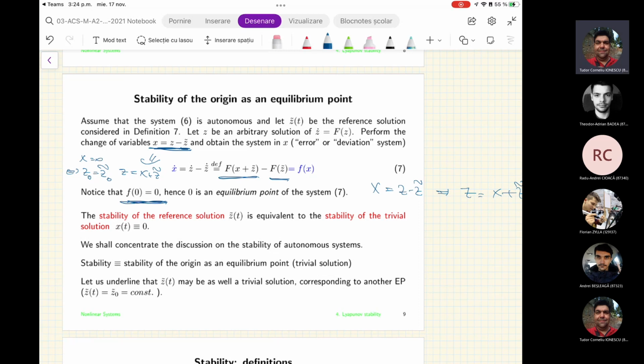Well, so the stability of the reference solution z tilde in this case is equivalent to the stability of the trivial solution x equal to 0. Okay, so now it's very good to understand what we discussed. I told you earlier we are going to use the equilibrium point as a reference solution, and moreover, we are going to use the origin as an equilibrium point and the reference solution to discuss stability. Of course, we are going to concentrate the discussion on the stability of autonomous systems.